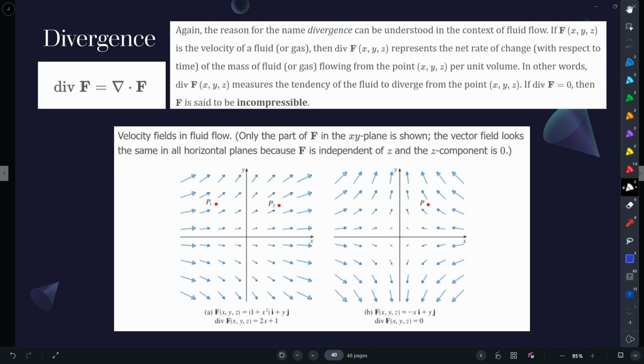Okay, so just very briefly, because this one is not as well explained here, the divergence is also understood in the context of fluid dynamics. If f is the velocity of a fluid, then the divergence represents the net rate of change of the mass of fluid flowing through a point per unit volume.